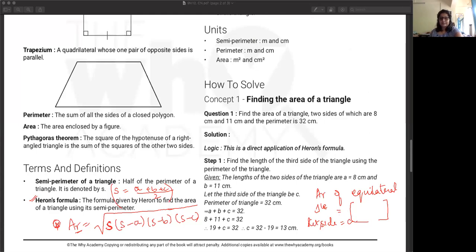Ma'am, can we write root of s into (s minus a) the whole cube? Yes, but again, as I mentioned, substitute the value for s and expand that cube. Okay, so we have to find the semi-perimeter first, and then substitute. Yeah. I want the area in terms of nothing but a. When you get the final formula for area, the only variable that should be there is a.